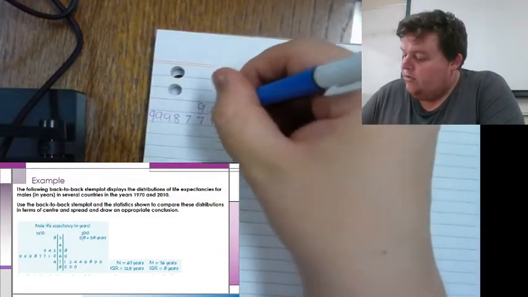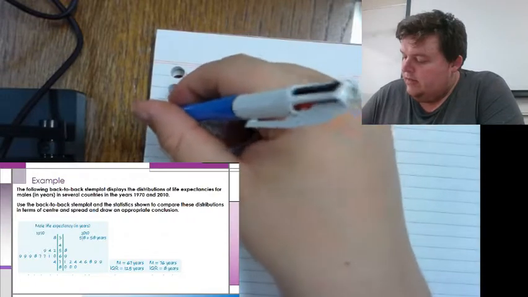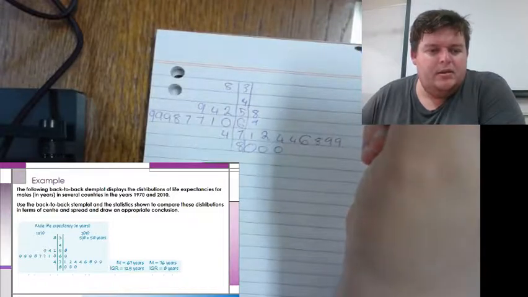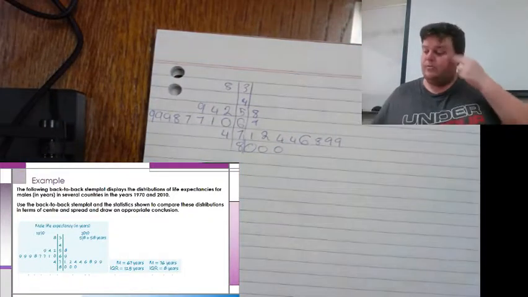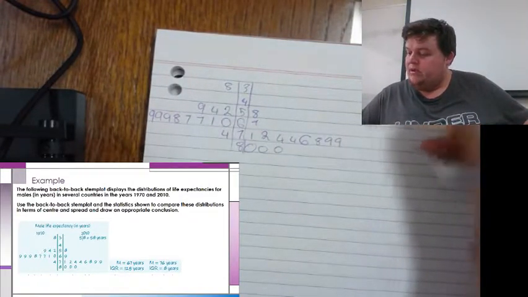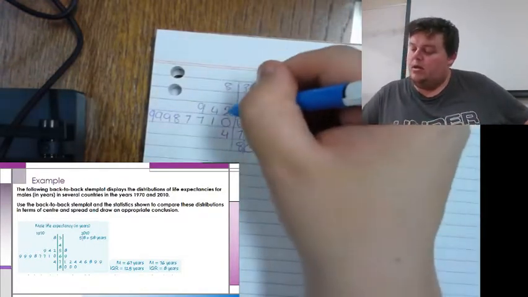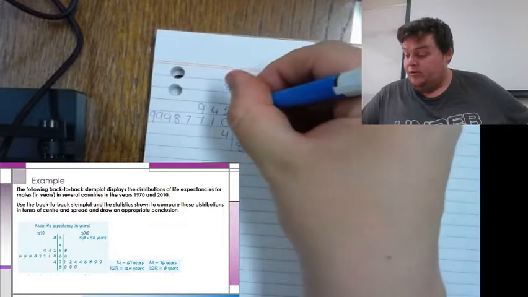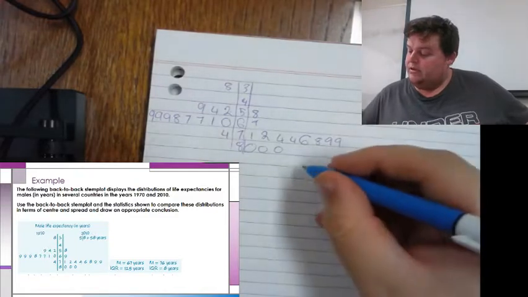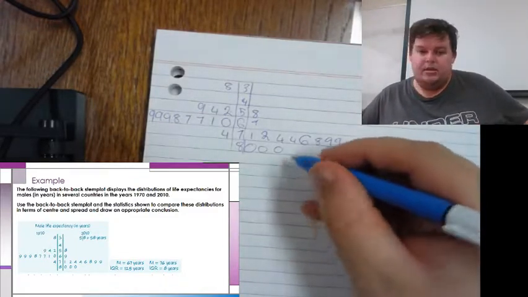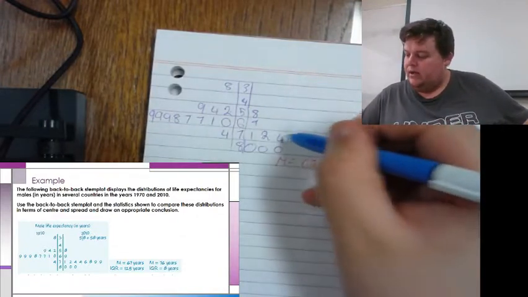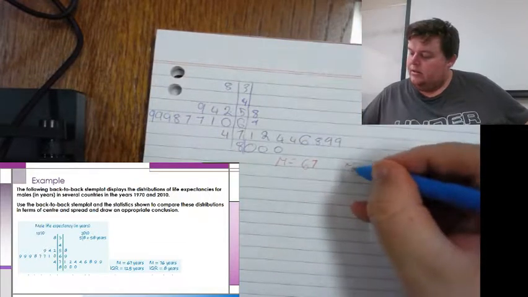I've got 1, 2, 3, 4, 5, 6, 7, 8, 9, 10, 11, 12, 13. Is that right? Okay, 13 countries. If I want to find the median, I use 13 plus 1 divided by 2, which is 7. So the seventh value is the median. Remember the smallest values come out of the stem, so 1, 2, 3, 4, 5, 6, 7. So 67 is our median, which they had. And on this side it's 1, 2, 3, 4, 5, 6, 7. So the other median is 76.